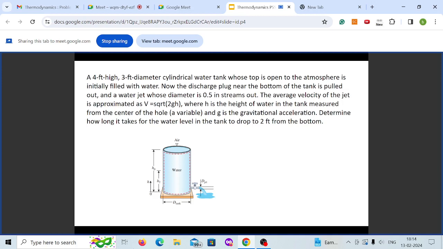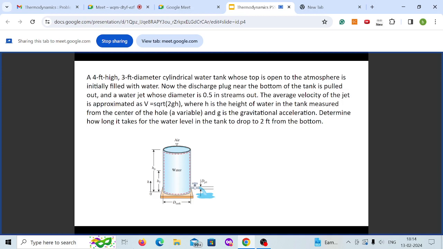So now the discharge plug near the bottom of the tank is pulled out. So basically you have a tap there at the bottom, you are opening the tap. And a water jet whose diameter is 0.5 inch streams out. So from the bottom your water comes out, and the diameter is 0.5 inch.